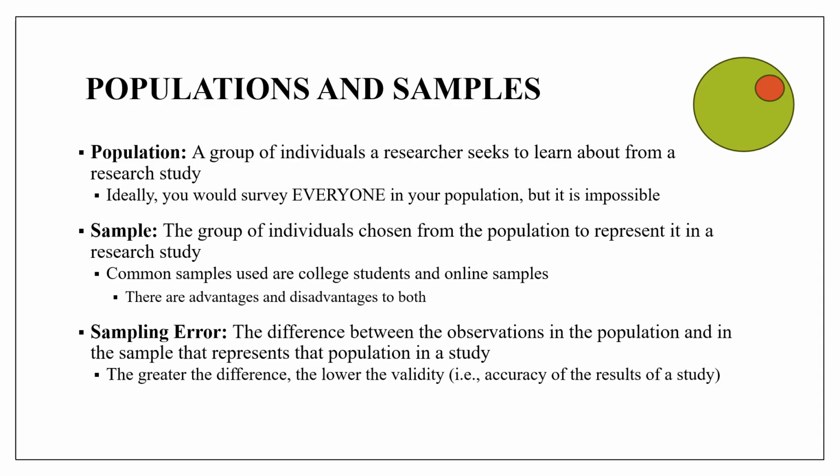So although if you wanted to learn about first generation Hispanic students, ideally it would be best if we truly find every single person that meets this criteria and have them be part of a study, it's oftentimes impossible. So the second best thing we can do is get a sample. This is going to be a group of individuals that are chosen from the population to represent it in our study.